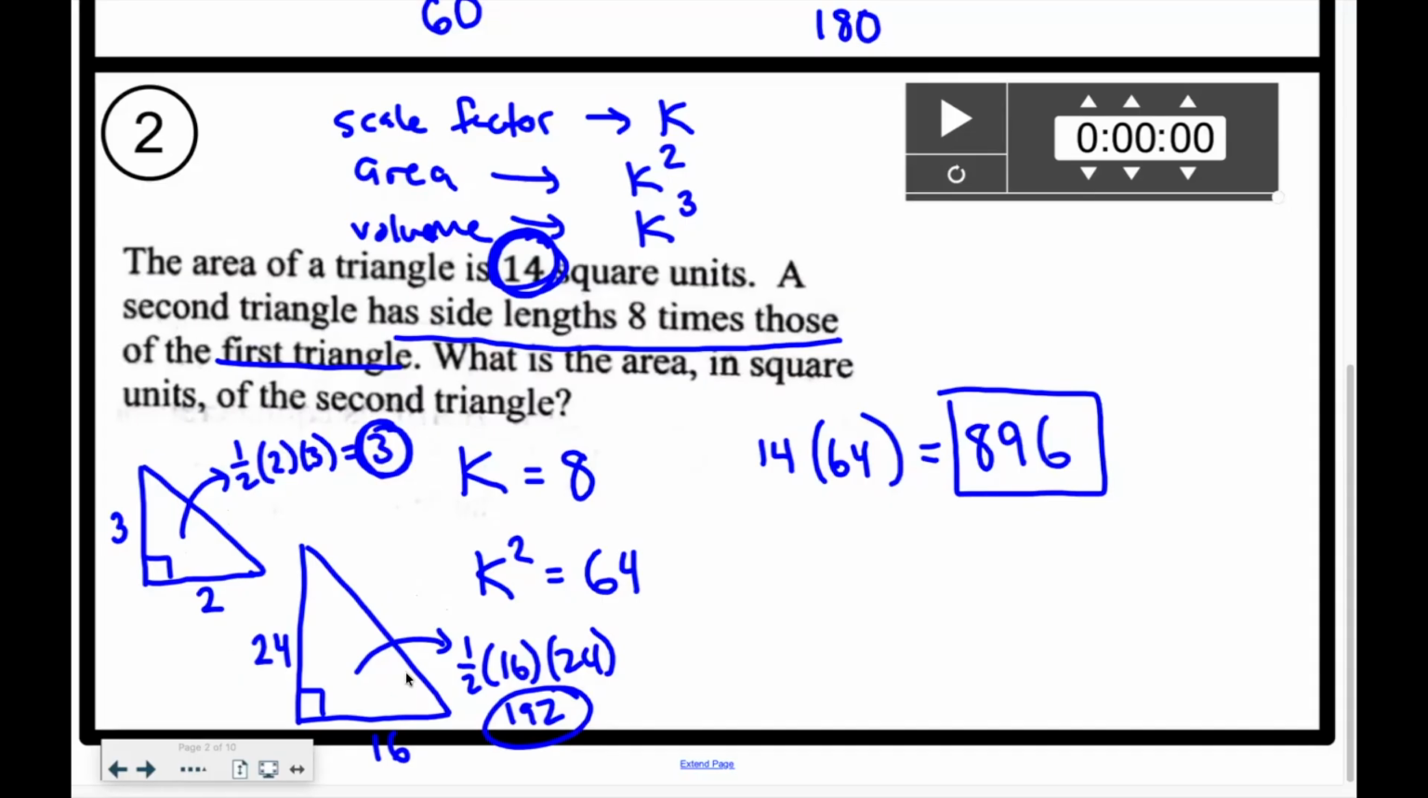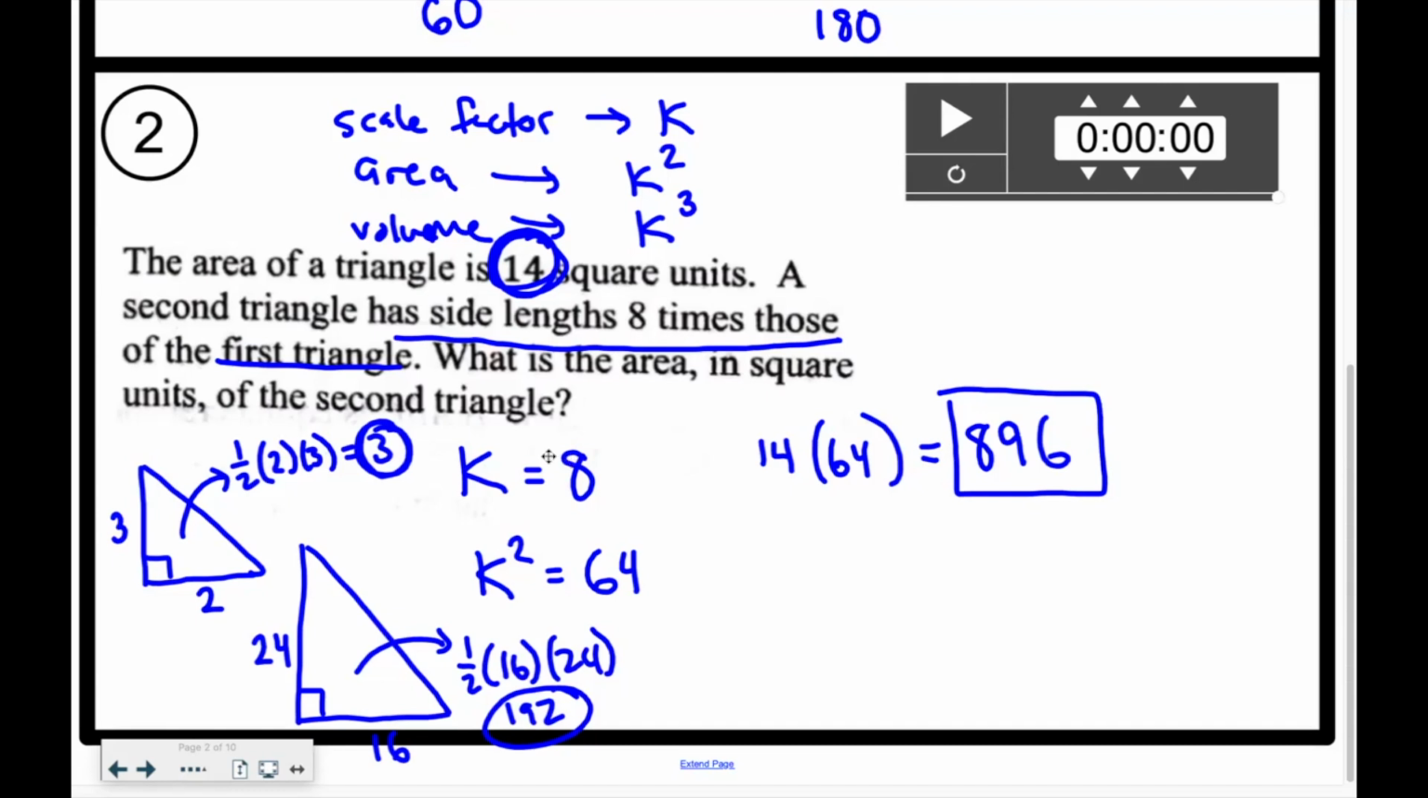So instead of going through all that to figure out that the area gets multiplied by 64, it's just a concept that if each side is being multiplied by 8, no matter what shape it is, the area will be multiplied by 64 just because 64 is 8 squared.